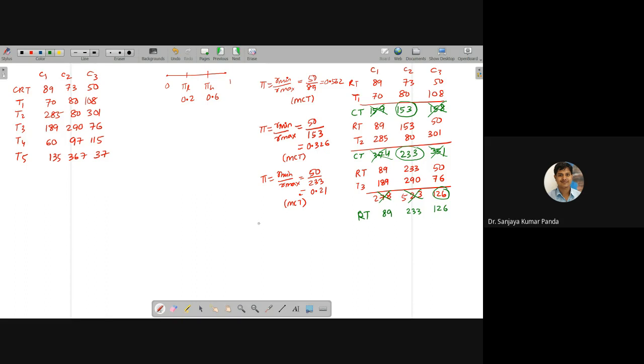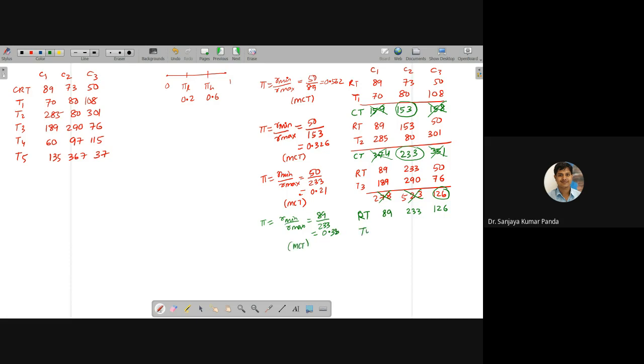Right? Calculate the pi value again. Pi is R min by R max. R min is, I think, 89 divided by R max is 233. How much are you getting? 89 divided by 233, 0.38. So again it is in the range. Apply MCT.